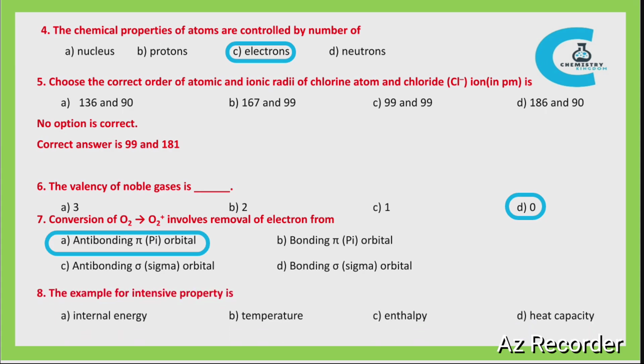Eighth question, the example for intensive property. What is intensive property, guys? Intensive means independent of mass. So it is not dependent on mass. So what is the answer for this one? Clearly it is temperature. Internal energy, enthalpy, entropy, heat capacity, Gibbs free energy, these are all extensive properties. They are mass dependent. But temperature, pressure, pH, these are mass independent. Hence temperature is an example for intensive property.